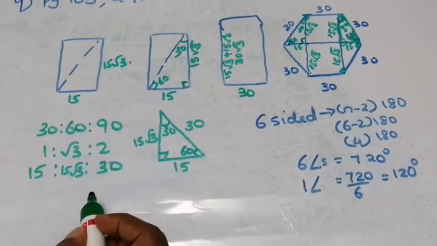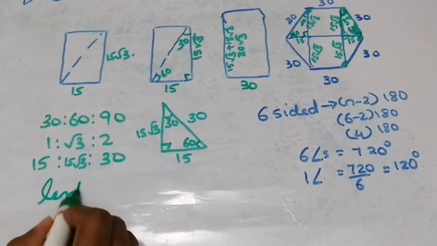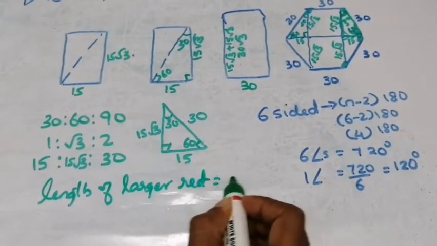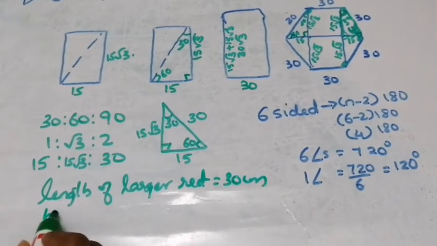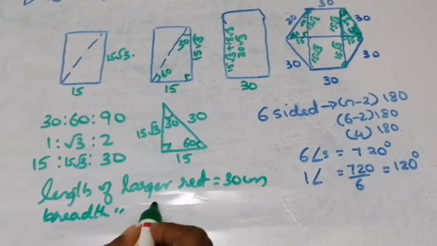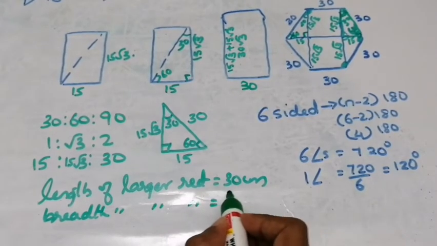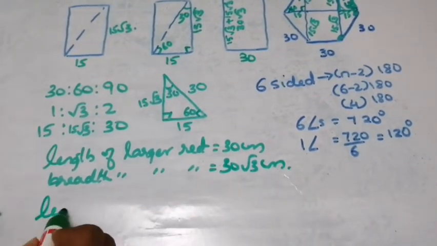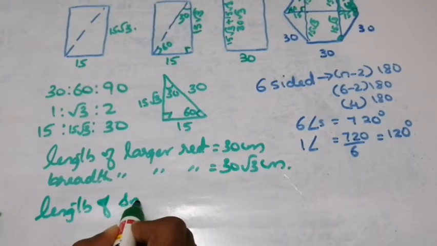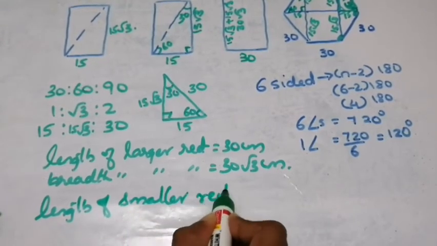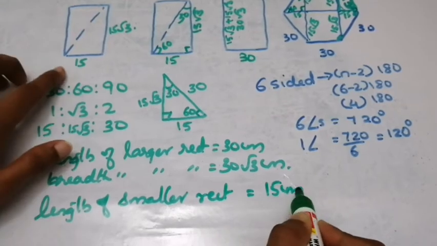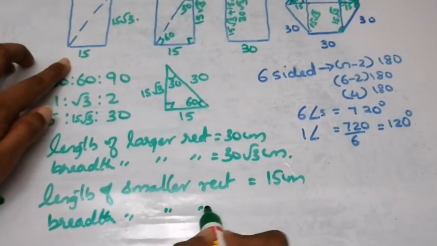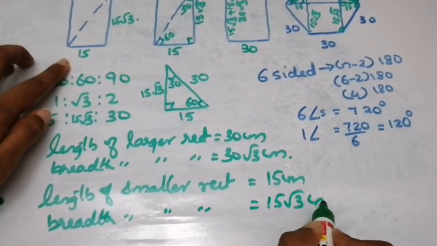So finally you can write the length of larger rectangle is equal to 30 centimeter and breadth of larger rectangle is equal to 30 root 3 centimeter, and then length of smaller rectangle is equal to 15 centimeter and breadth of smaller rectangle is equal to 15 root 3 centimeter.